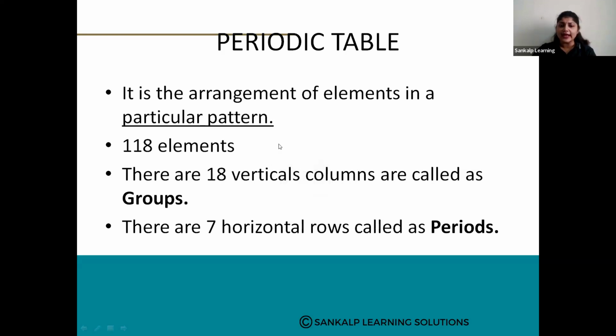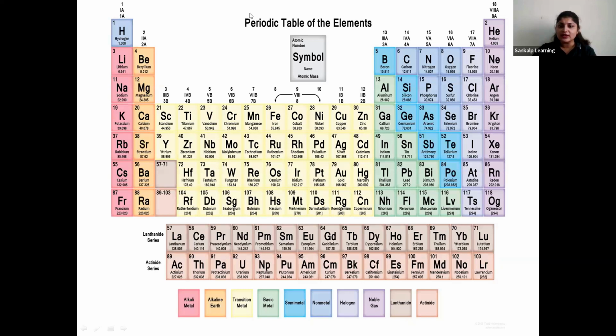There are 18 groups. You can see here, groups 1, 2, 3, 4, 5, 6, 7, 8, 9, 10, 11, 12, 13, 14, 15, 16, 17, 18. So there are 18 vertical columns, and these 18 vertical columns are called groups.